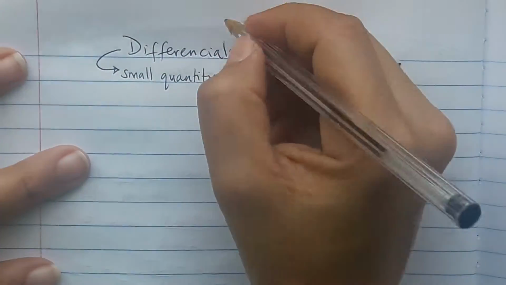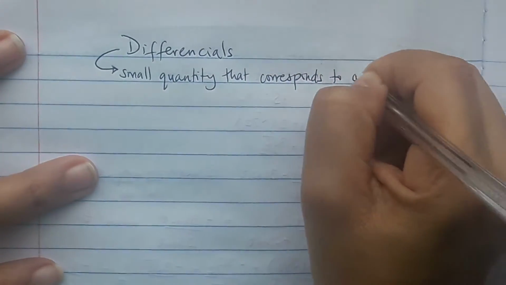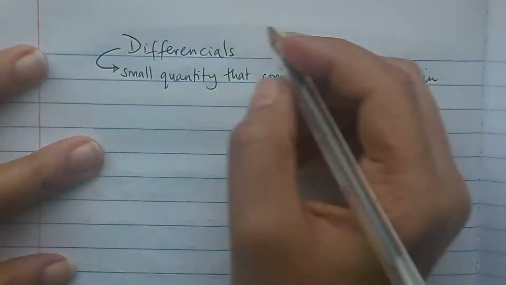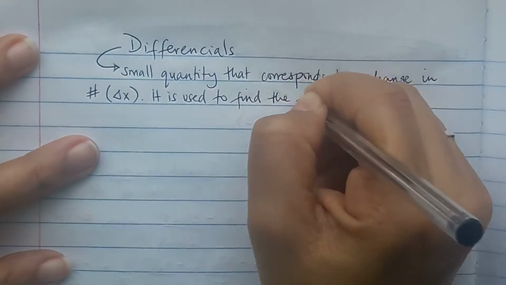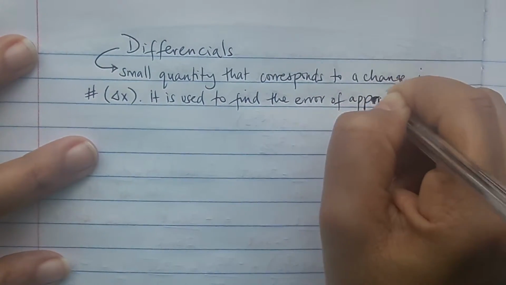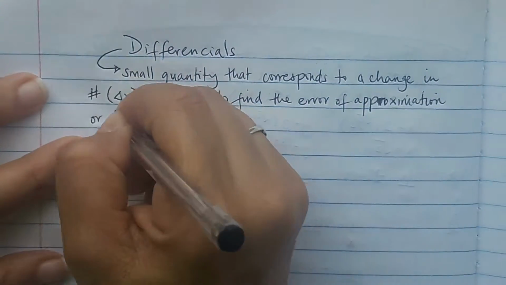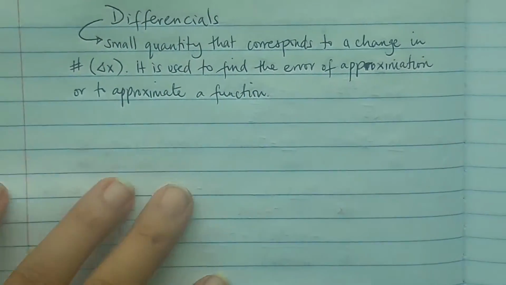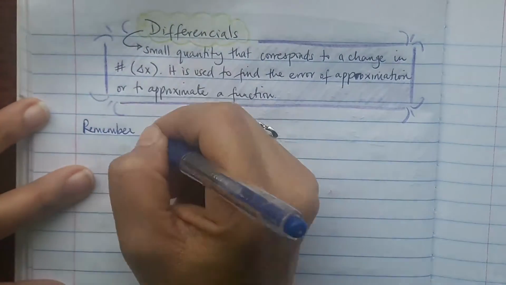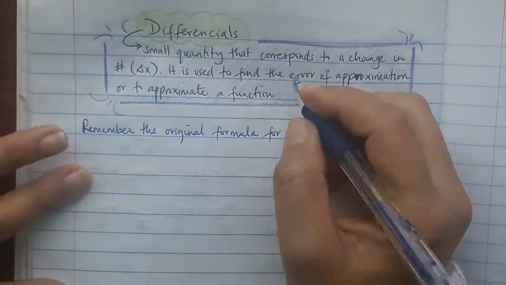Alright, so a differential is a small quantity that corresponds to a change in the number. And we're going to represent it as a change in x basically. It is used to find the error of approximation or to approximate a function. So it can be used for two things: to find the error of the approximation or to actually approximate the function.